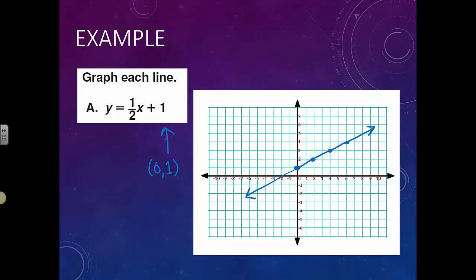So first, plot the point they give you. Second, use your slope to get other points. And then third, connect your points and draw arrows on the ends.